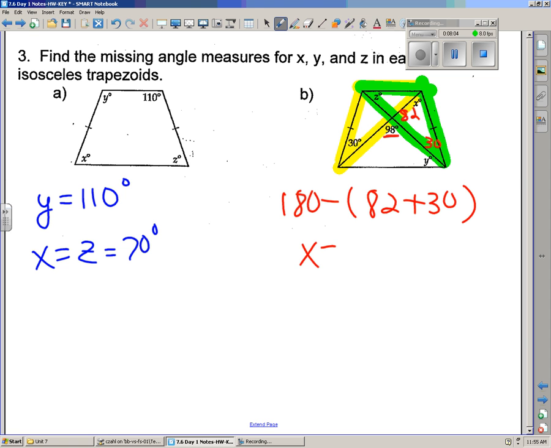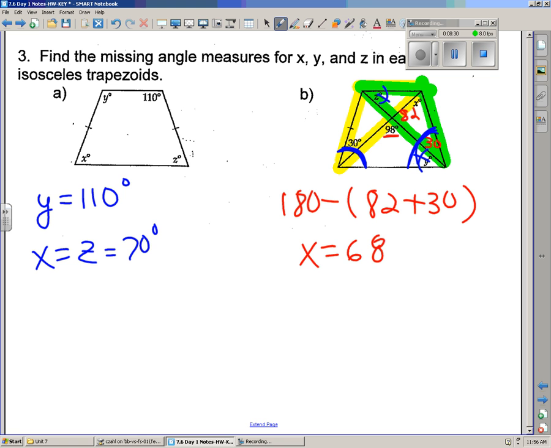which means x ends up being 68. Okay, to get y, and it's actually going to be the same as z, because y and z actually happen to be alternate interiors if you think about it. Parallel lines, which means this angle right here and this angle right here have to be congruent because they're AIAs. So probably the best way to do that is to realize that this whole angle right here has to be congruent to this whole angle because they're base angles.